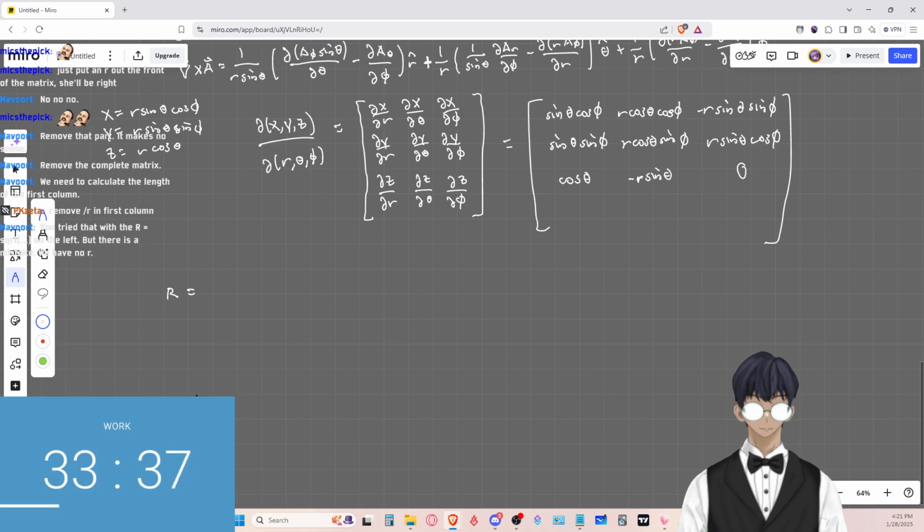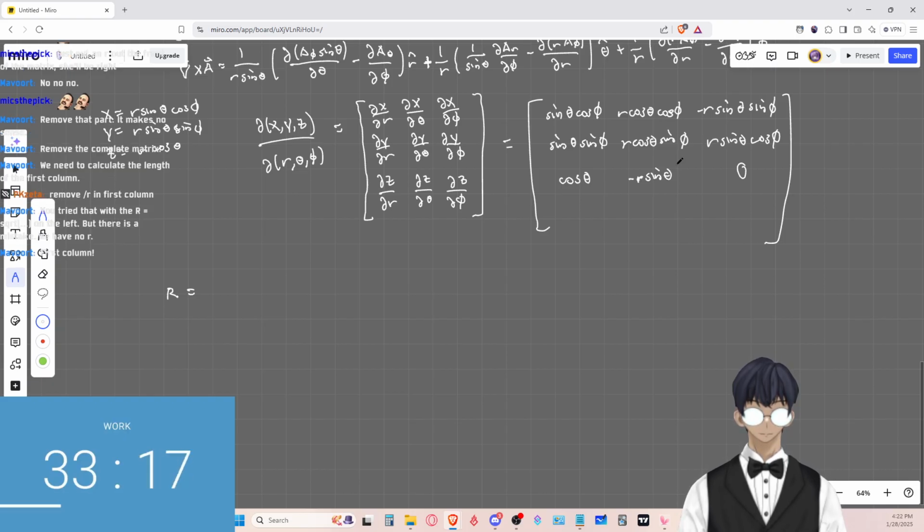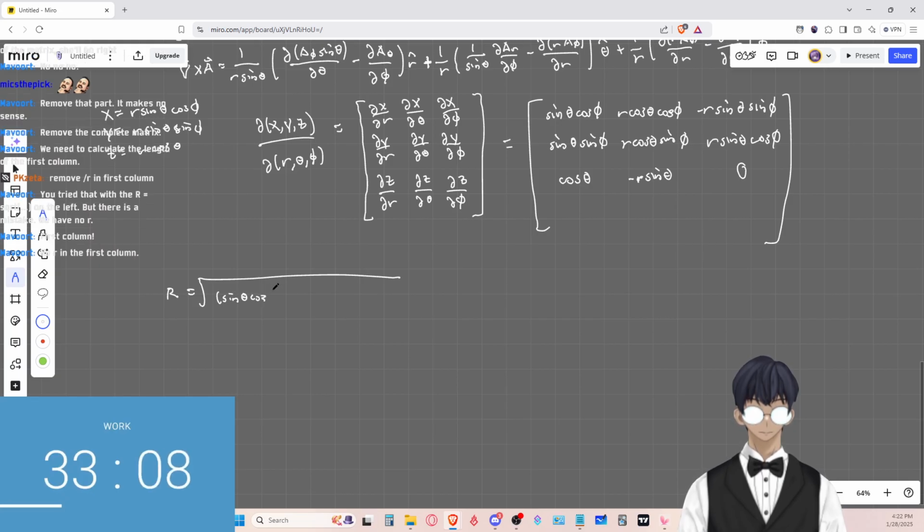Let's see. Okay, so you said the first row. So the first row. Oh, okay. So you said the first column. So the first column is, right. Okay. Now I think I'm starting to see what you're talking about.